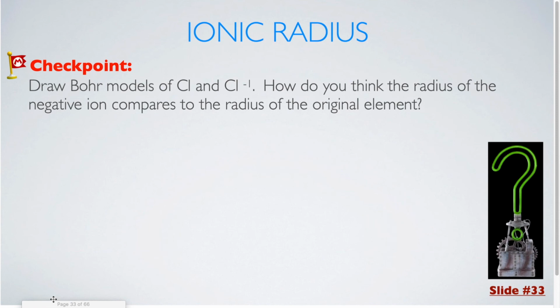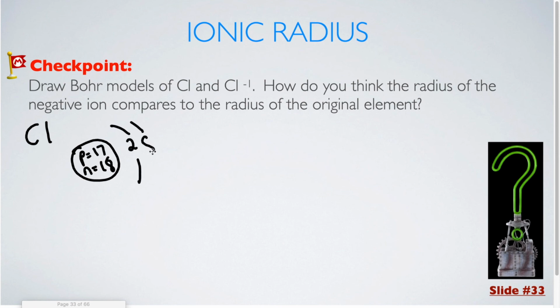In this checkpoint question, we're doing the same thing except now with a negative ion. So first for chlorine, we are going to have 17 protons and 18 neutrons. For our shells, we have 2 in the first, 8 in the second, and 7 in the third.